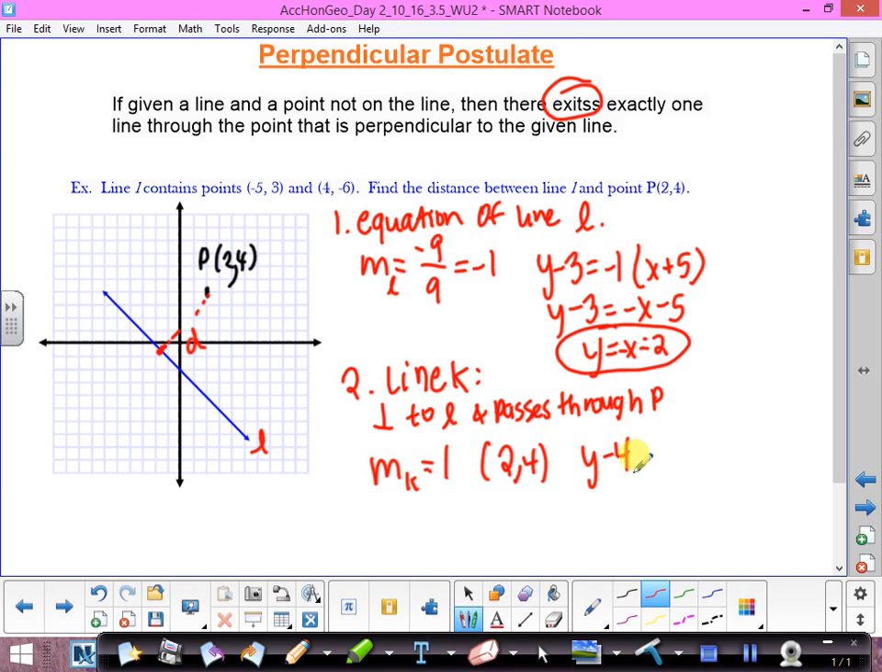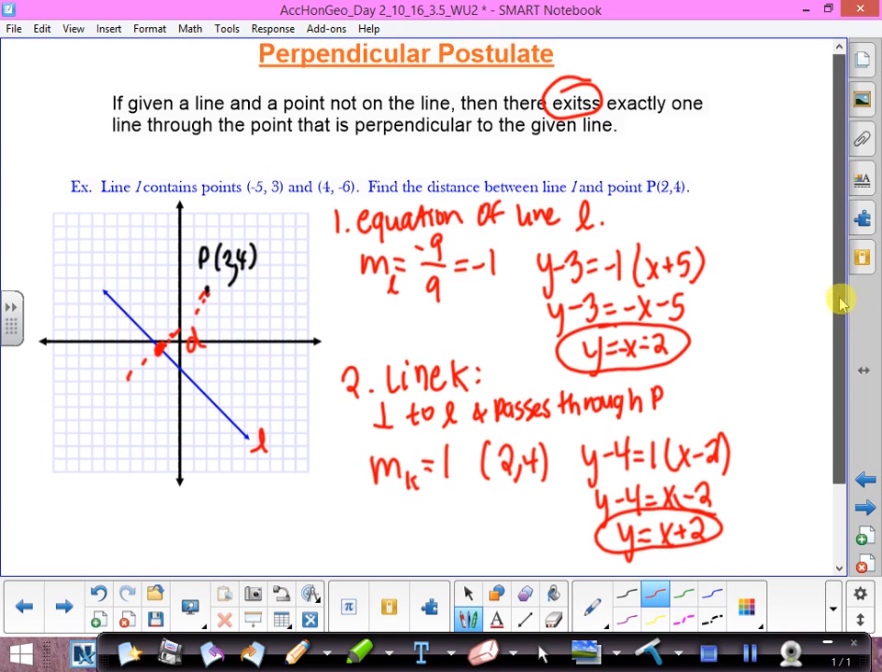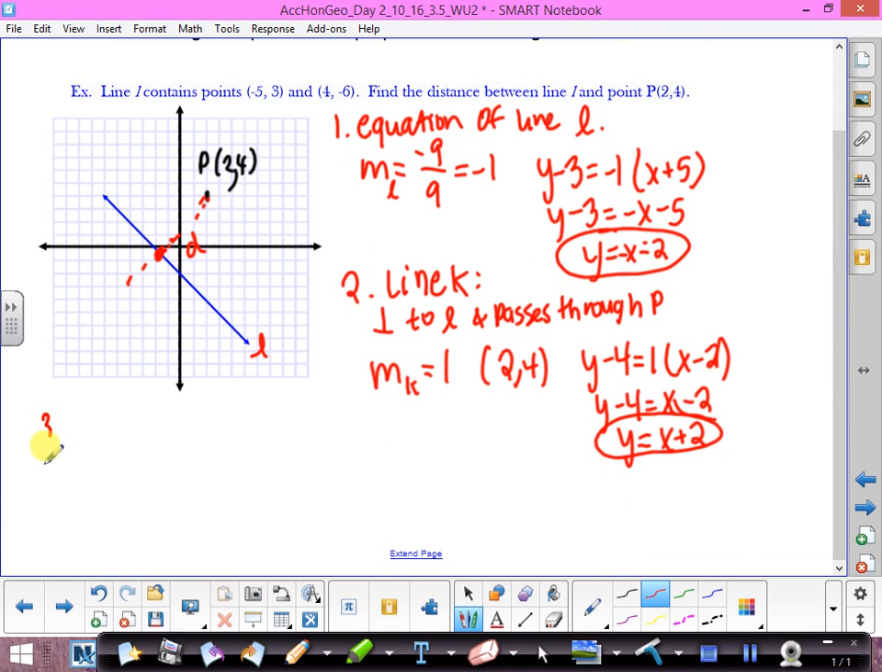So we're going to have y minus 4 equals 1 times x minus 2. So then we'll have y minus 4 equals x minus 2. So y equals x plus 2. That would be the equation of line K, which is the line perpendicular to L that passes through P. So y equals x plus 2, y equals negative x minus 2. Well, I need to know where these two actually intersect so that I know what that point is to be able to find the distance. So the third thing we're going to do is find the point of intersection.